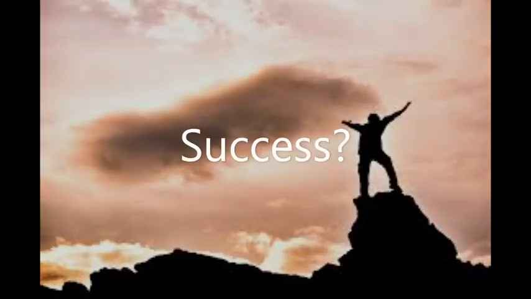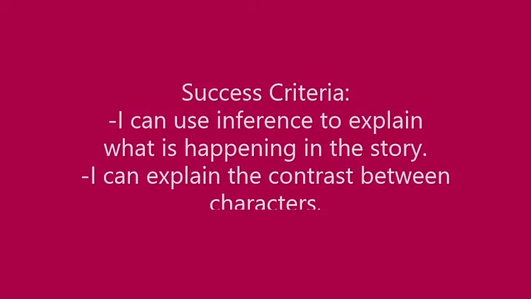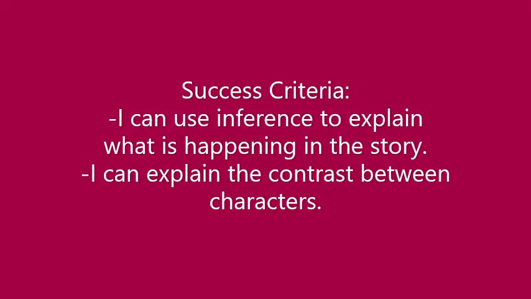Right, we've come to the end, and now we need to work out how successful we've been. So look back at our learning intention. It was to learn about contrast and to practice inference. And we will have been successful if we can use inference to explain what is happening in the story and explain the contrast between the characters. So if you successfully inferred about the setting and about the characters through analysis of language, and you've now got a nice picture showing the contrast between Slim and Red and the differences between their characters, then you can give yourself a green for today, and we've made it to the end.